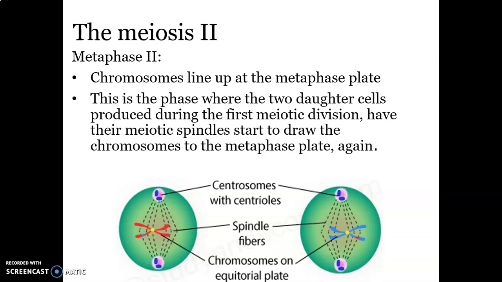Metaphase 2. In metaphase 2, the chromosomes line up at the metaphase plate. This is the phase where the two daughter cells produced during the first meiotic division have their spindles start to draw the chromosomes to the metaphase plate again.